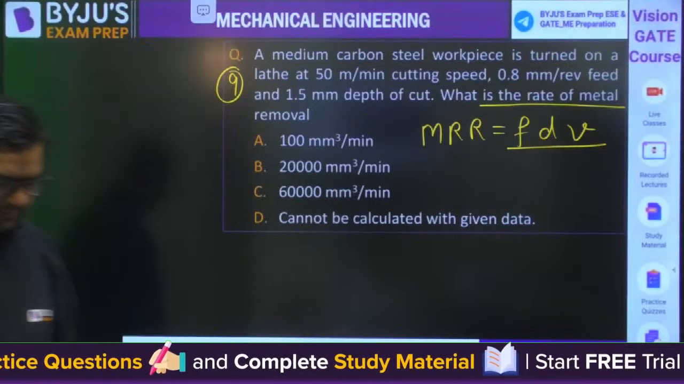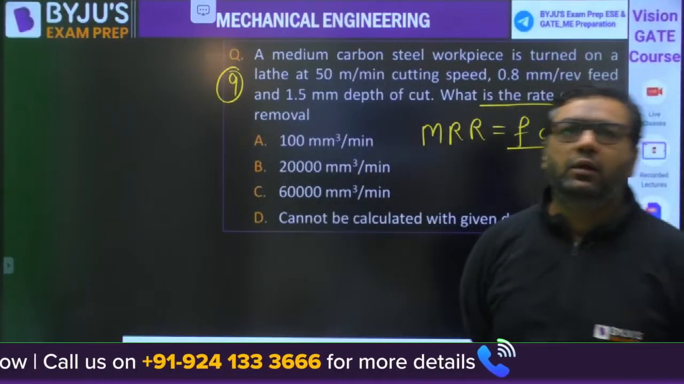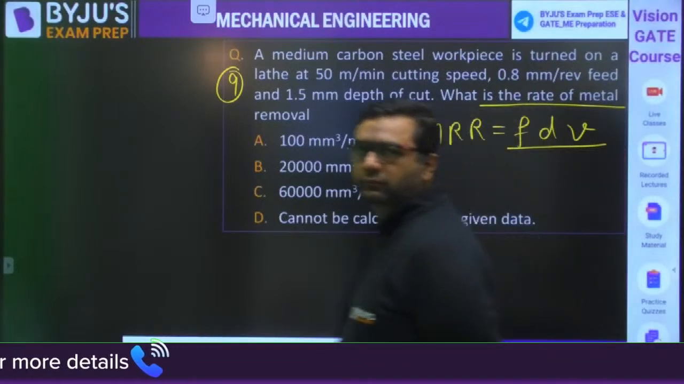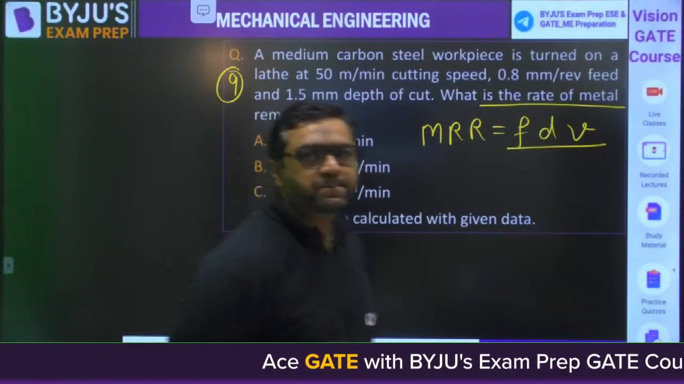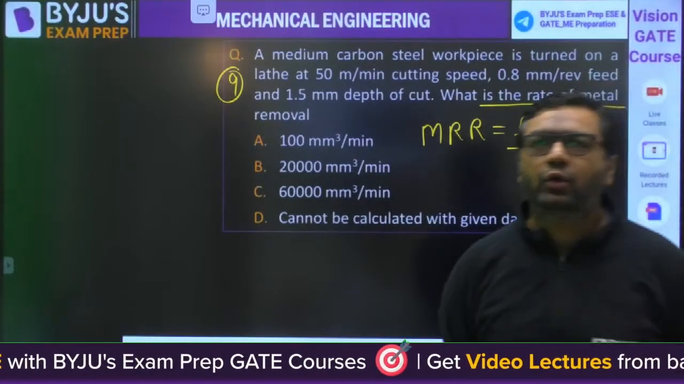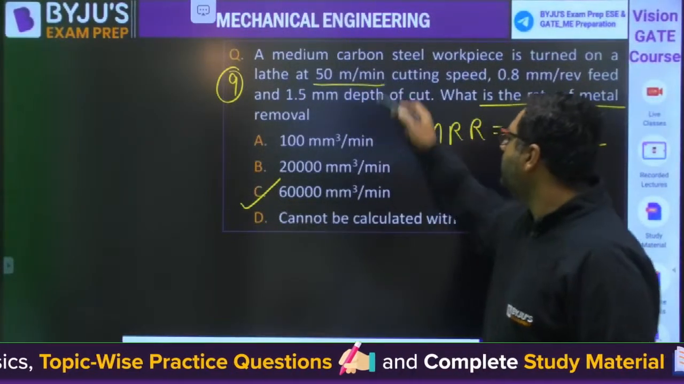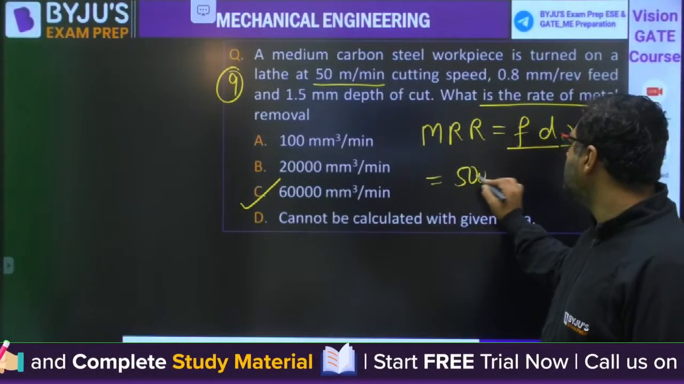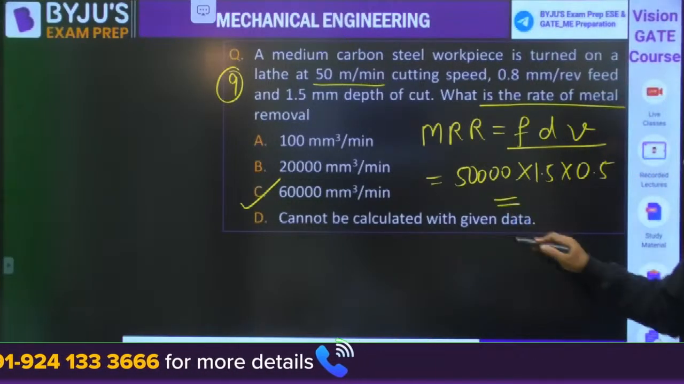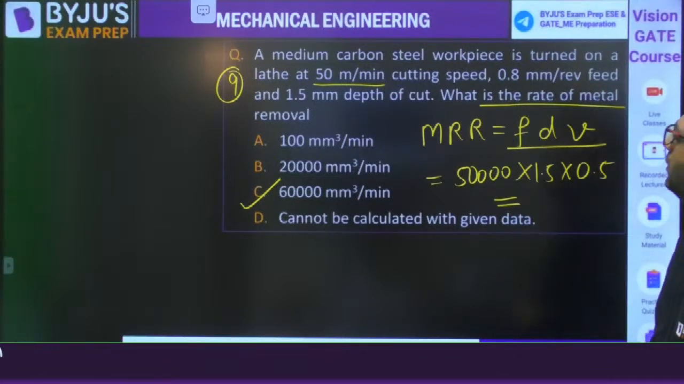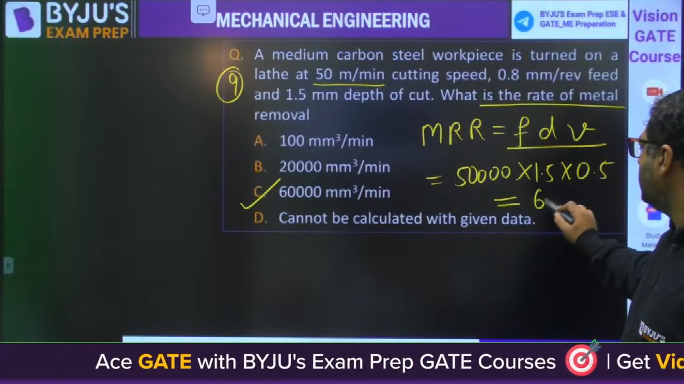Question number 9 it is. This is an easy question. Rohan is saying C, Mani is saying C, and I feel you will be getting 60,000 mm cube per minute. This is 50 meter per minute, so we will convert it into mm: 50,000. Depth of cut is 1.5, feed is 0.5. This is F, this is D, this is V. So when you solve it, you get 60,000.